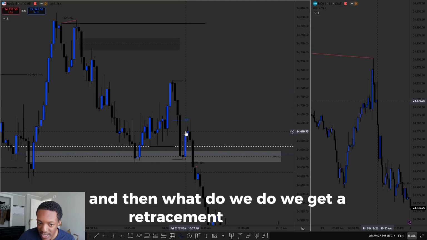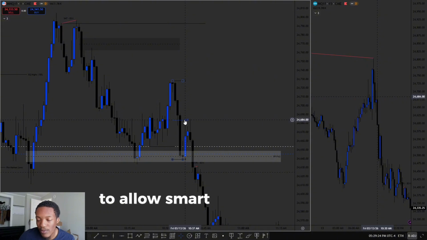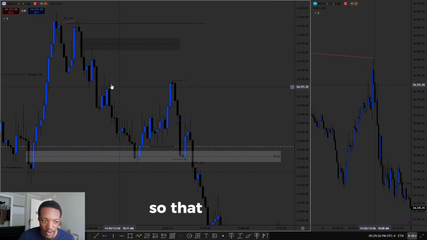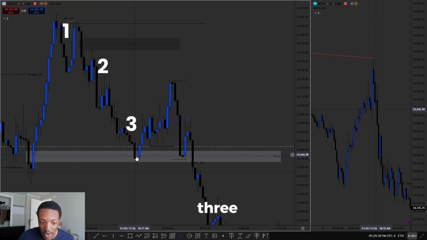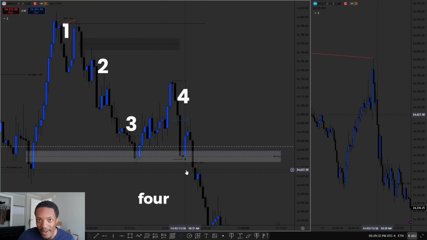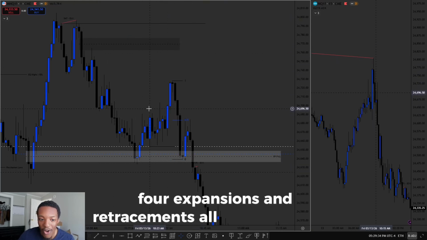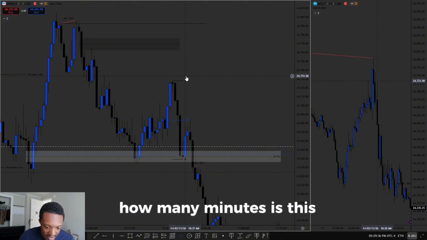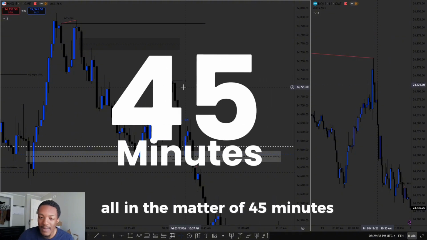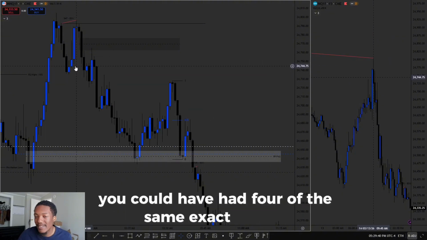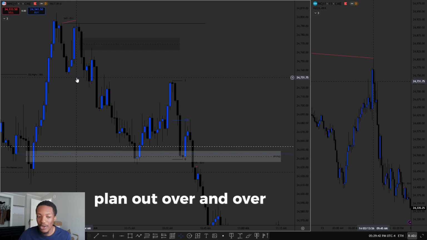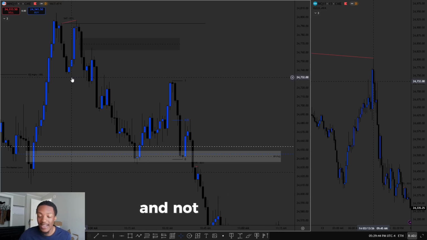We get a retracement to do what? To allow smart money to enter shorts. So that is 1, 2, 3, 4 expansions and retracements, all in the matter of how many minutes is this? All in the matter of 45 minutes. You could have had 4 of the same exact models playing out over and over again, and not a single loss.